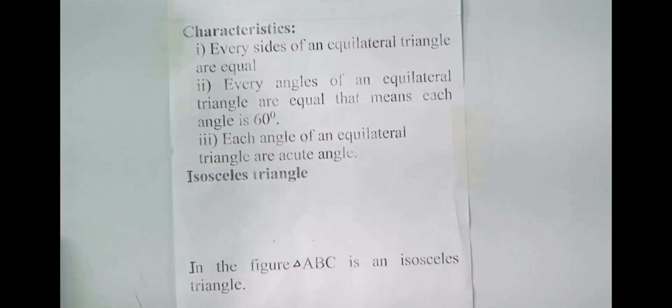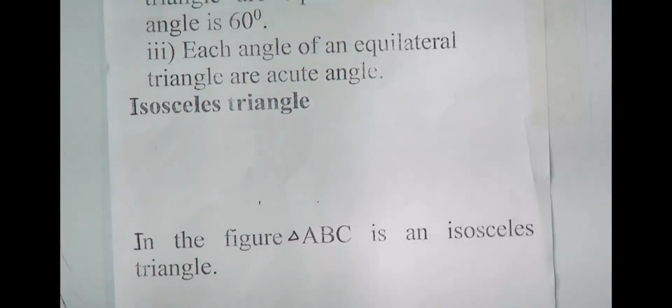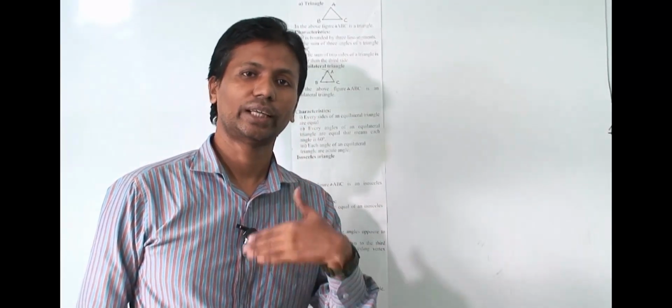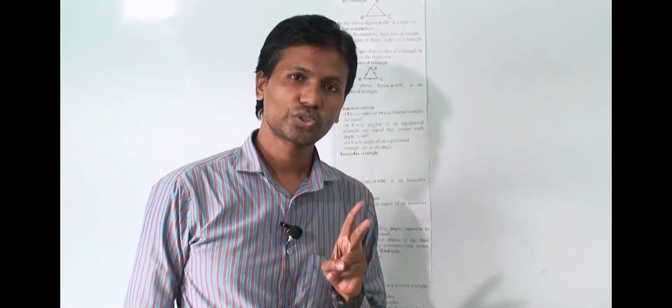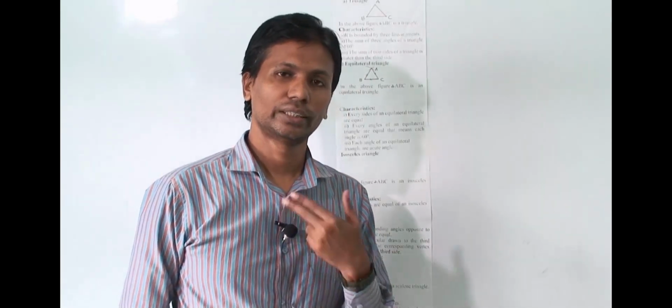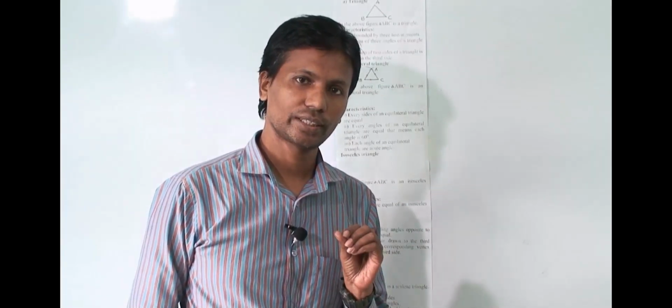Now I will teach you the characteristics of the isosceles triangle. Dear student, what is an isosceles triangle? The triangle whose at least two sides are equal, then we say that triangle is an isosceles triangle. Look, at first you draw a line segment.